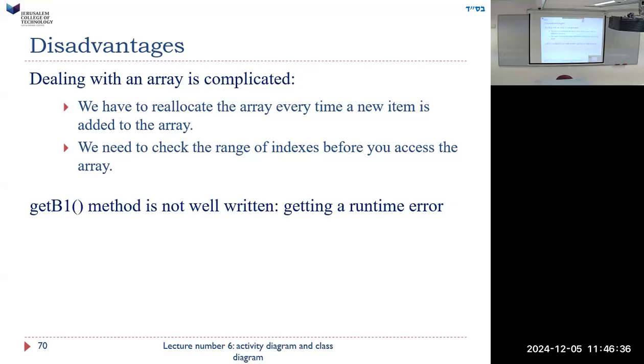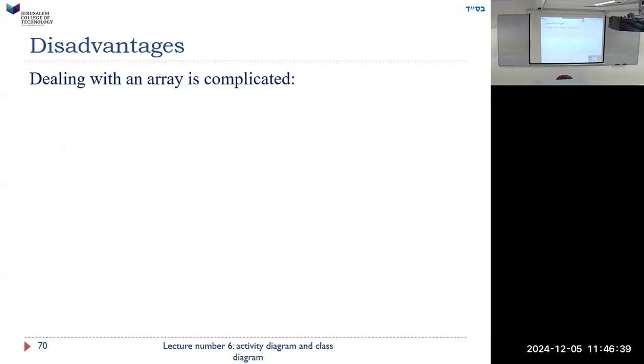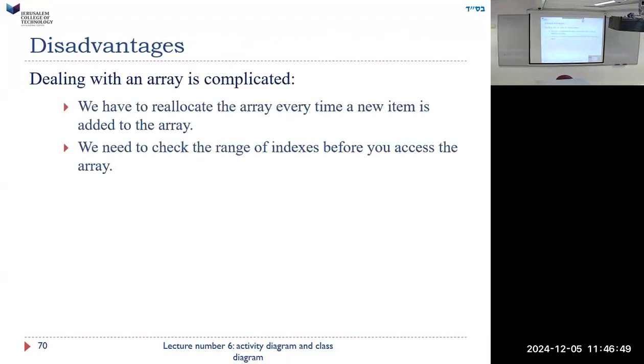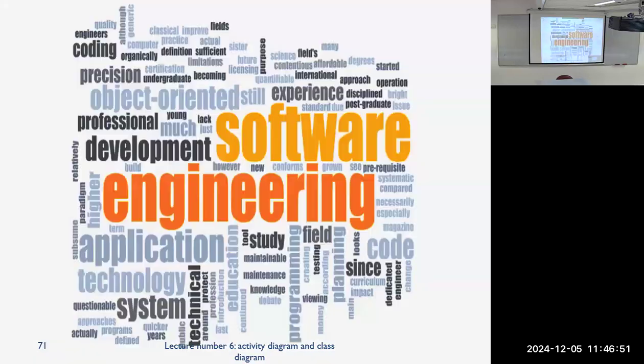The get b1 method is not well written. You'd get a runtime error because if I just let him give me any index, I could go outside of the bounds of the array. So this function is too simple; not well written is an understatement. All right, that's it. That is the lecture for today.